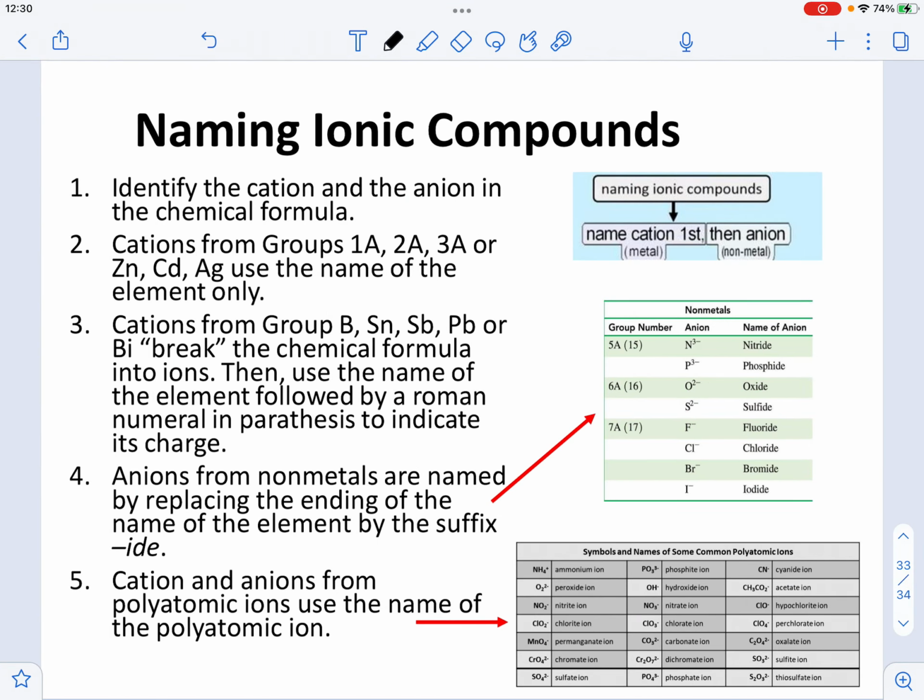You also have to be able to go from the chemical formula to the name. As you can see in the slide, we have different rules for how to name ionic compounds. You're going to identify the cation and the anion in the chemical formula. Then we have a set of rules for the cations in steps 2 and 3, and a set of rules for anions that are nonmetals in step number 4. If you have polyatomic ions, then rule number 5 is applied. Let's practice a few problems to understand these rules.